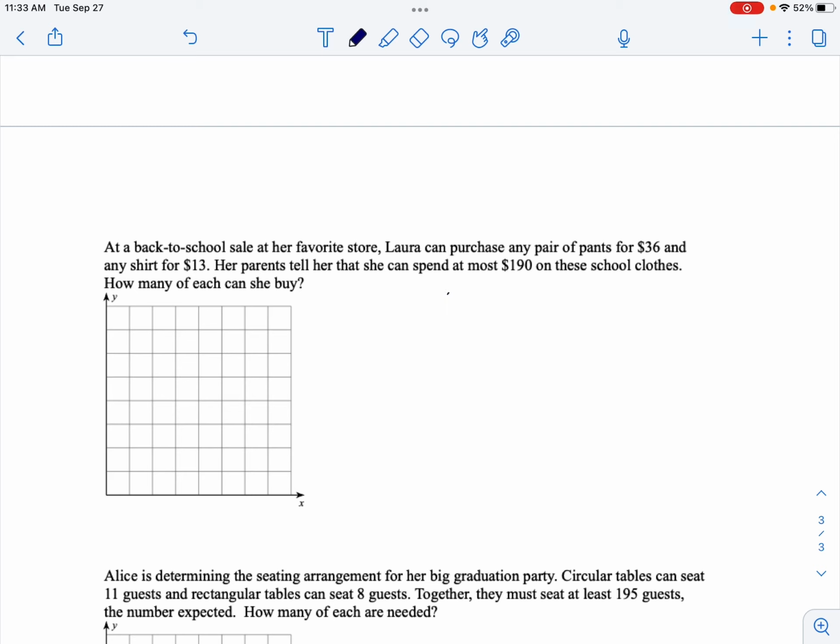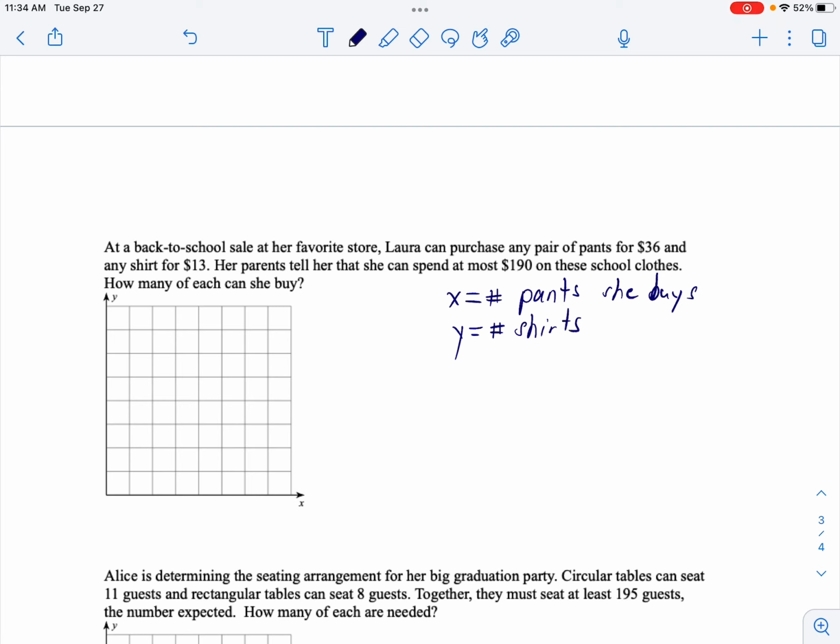Okay? So let's let X be the number of pants she buys, right? She's going to get some awesome jeans, I guess. I don't know what's in style these days. All right. And then let Y equal the number of shirts she buys.